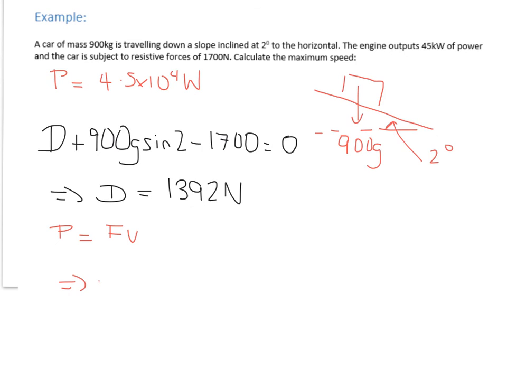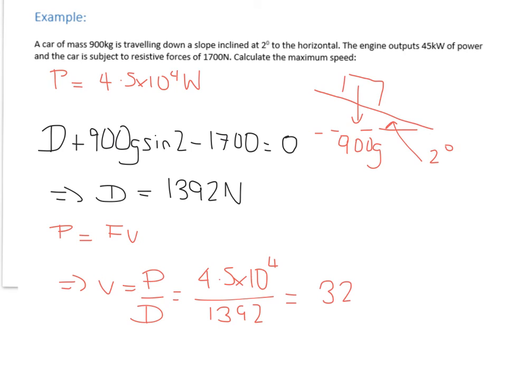Now, power is force times velocity. So if we want to calculate what the velocity is at that point, we need the power divided by the force, which in this case is D. So we've got our 4.5 times 10 to the 4, and we divide by 1392, and we end up with a maximum speed of 32.3 meters per second.